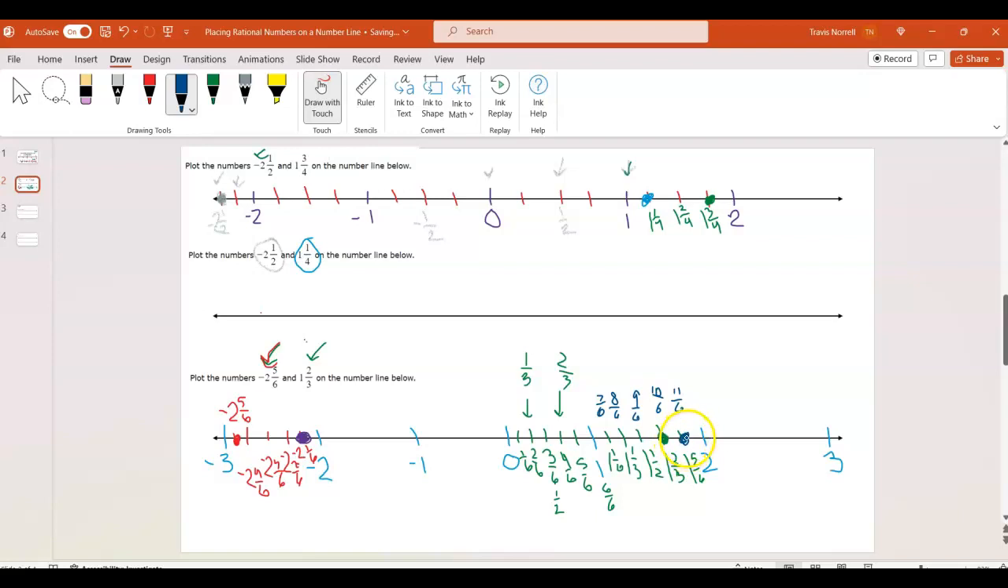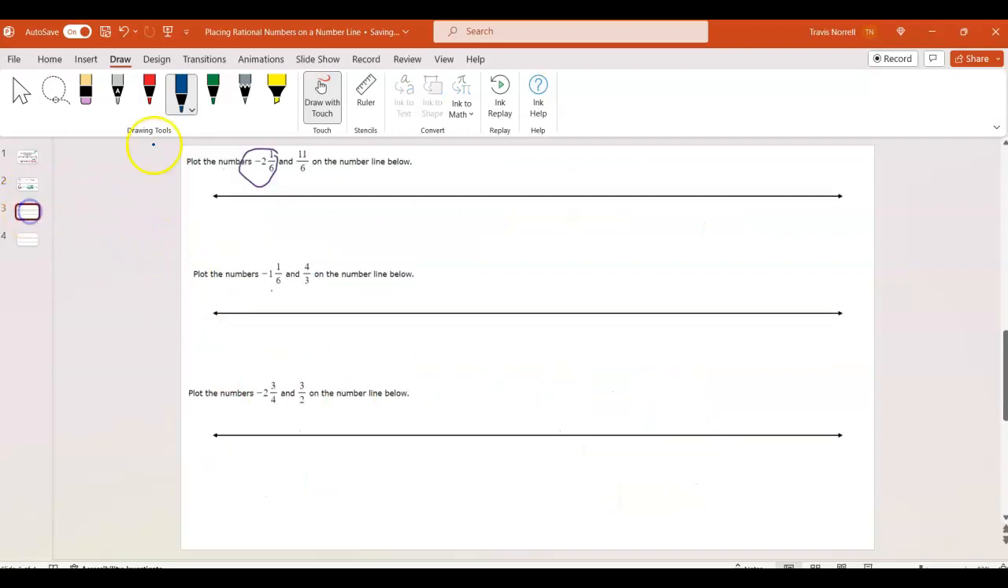That would be 1 and 5/6. 12/6 would be 2 wholes, because 6 goes into 12 2 whole times. So 11/6 would be 1 and 5/6. So we've done +11/6.